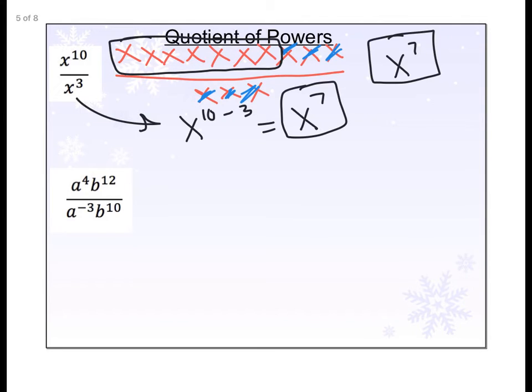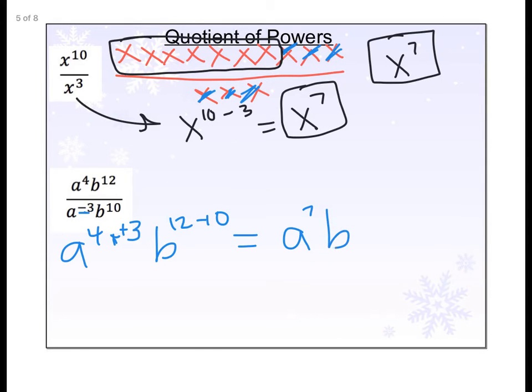Okay, I'm going to try the one on the bottom. So again, a's will go with a's, b's with b's. So that gives me a to the 4 minus a negative 3. So I'm subtracting that negative there. And then b to the 12 minus 10. If I simplify that, a to the 4 minus a negative 3 turns to adding. So I get a to the 7th, and b to the 12 minus 10 gives me b squared. Both my exponents are positive, so I am good leaving it in that form.